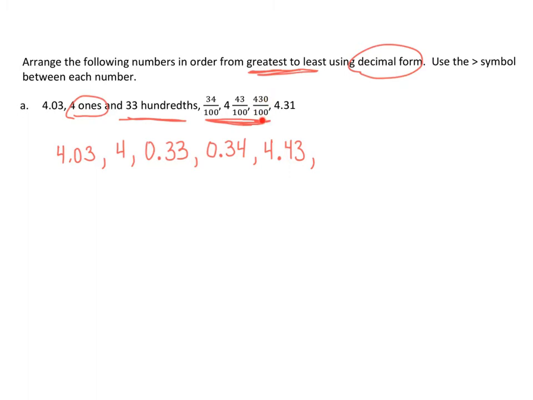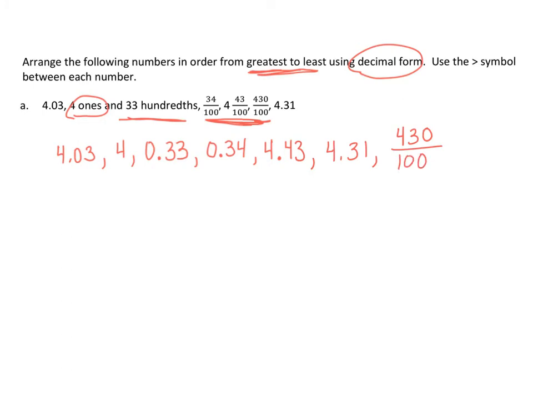Now, I'm going to skip this one right here, 430 over 100, because that's the one we're going to have to work on to pull out those wholes, because this is an improper fraction. We cannot leave an improper fraction. We've got to pull out those wholes. So I'm going to leave that one by itself right now, and look at the next one. That's already in decimal form, 4 and 31 hundredths.